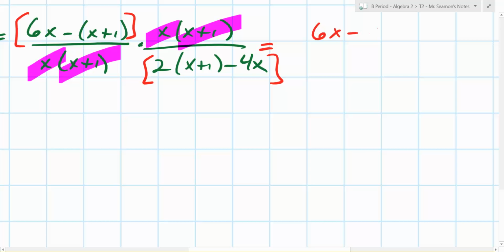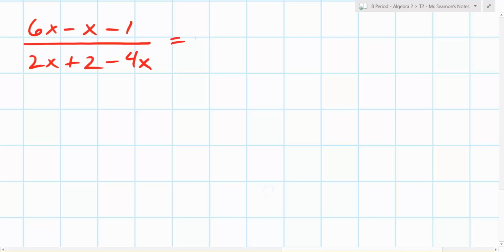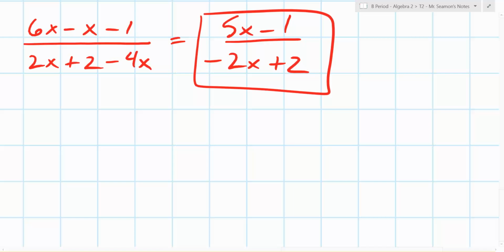6 minus 6x minus x minus 1 over what? 2x plus 2 minus 4. Are we done? No. So 5x minus 1 over what? 2x. Negative 2x plus 2. Boom.